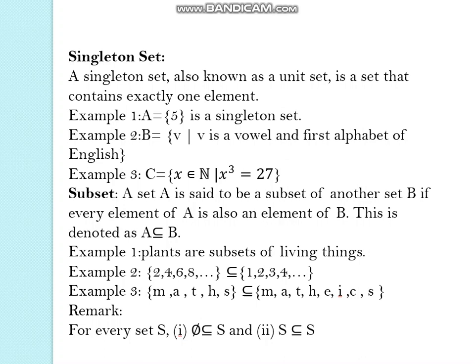Example number 2 is that the set of all even numbers is a subset of the set of all natural numbers. Example number 3 is that a set which contains the letters M, A, T, H, S is a subset of another set which contains all the alphabets of mathematics. It is noted that the empty set is a subset of every set and a set itself is a subset of itself.